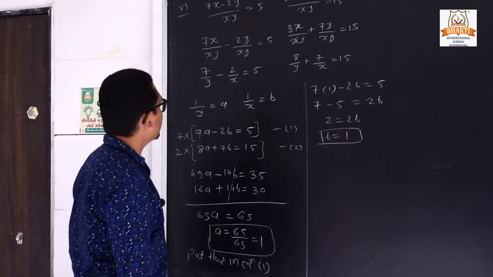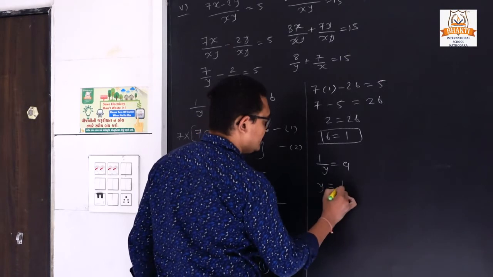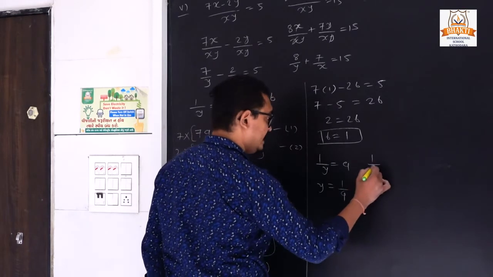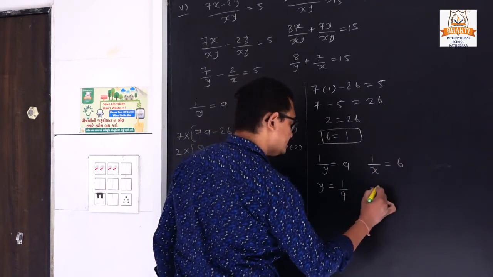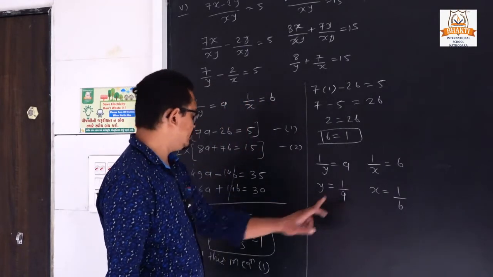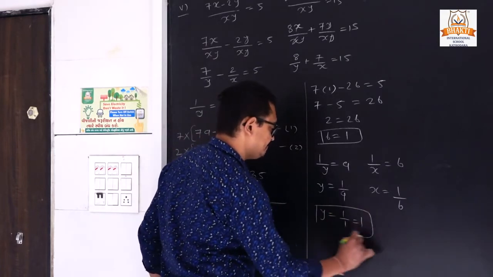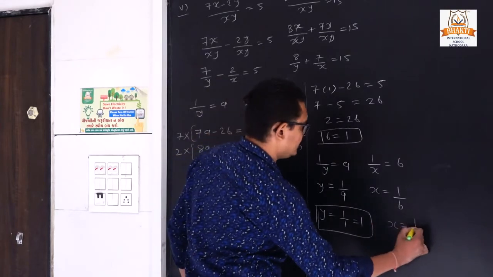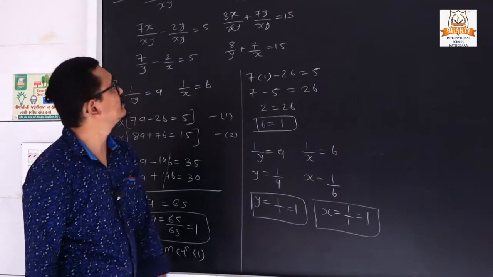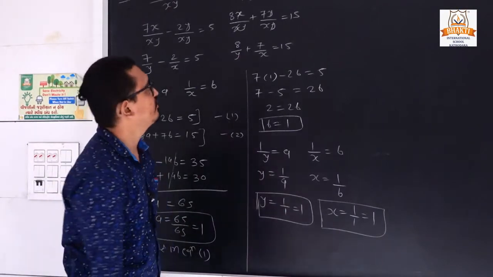Clear? Now what can we assume? 1 upon y is equal to A. So y is equal to 1 upon A, cross multiply, and 1 upon x is equal to B. So x is equal to 1 upon B. Now what is the value of A? It is 1. So 1 upon 1, so the answer is 1. And x is equal to 1 upon, what is the value of B? 1. So once again it is 1. So what is our solution? X is equal to 1 and y is equal to 1.